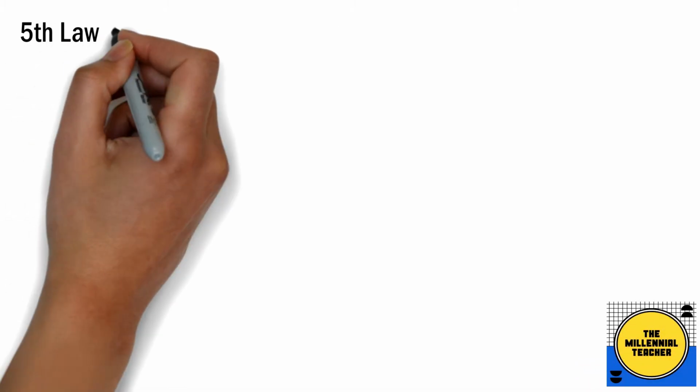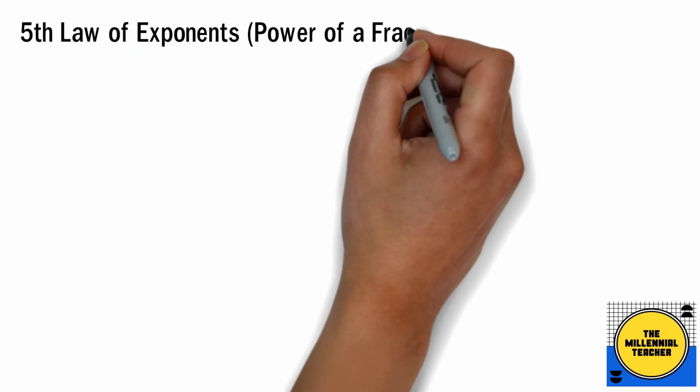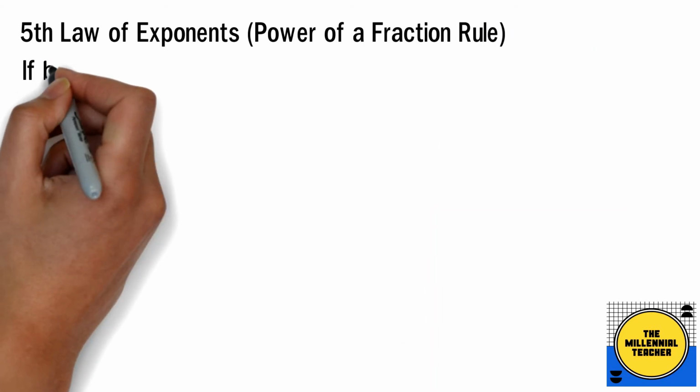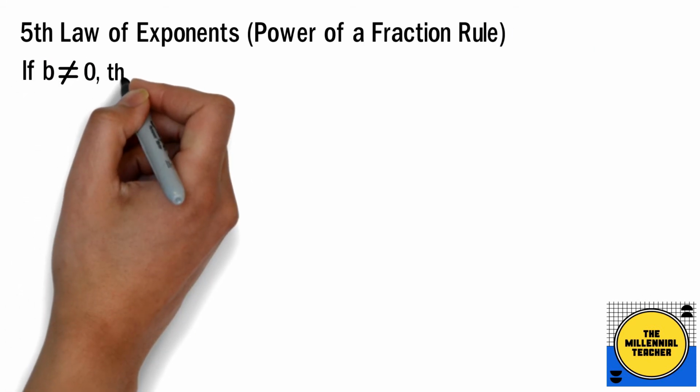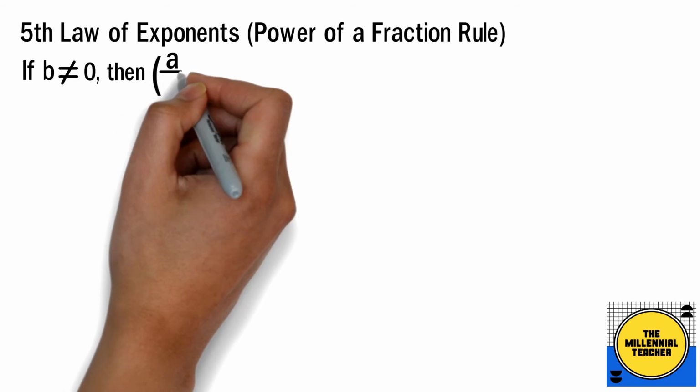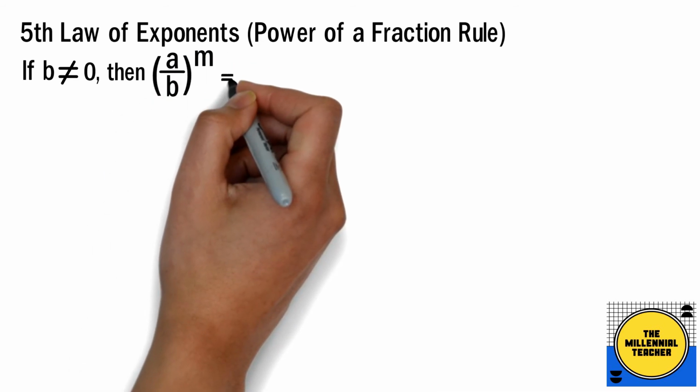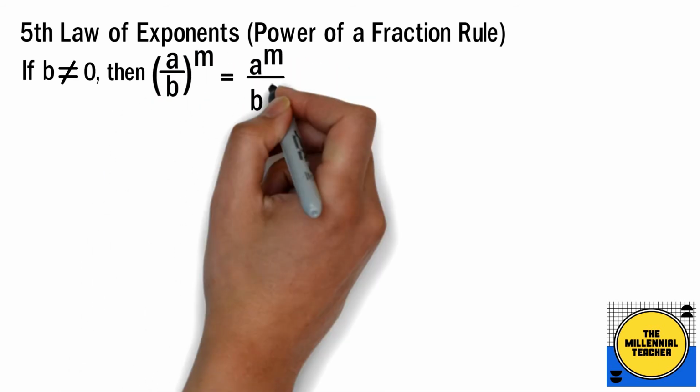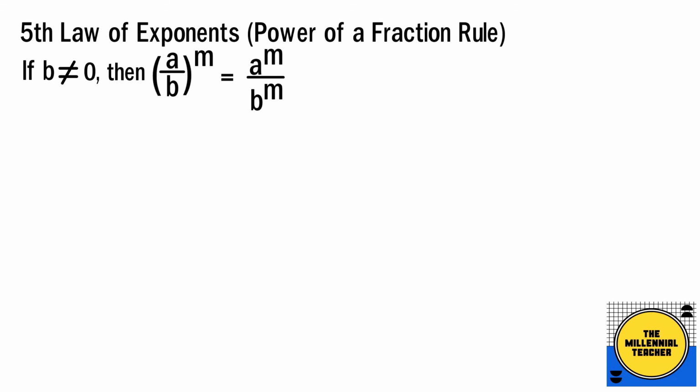The fifth law of exponents, also known as power of a fraction rule. If b is not equal to 0, then a over b raised to m is equal to a raised to m over b raised to m.